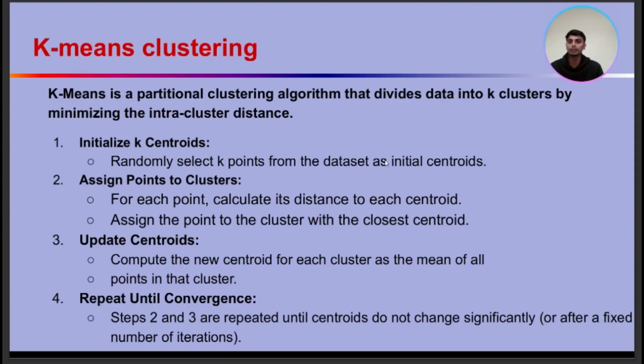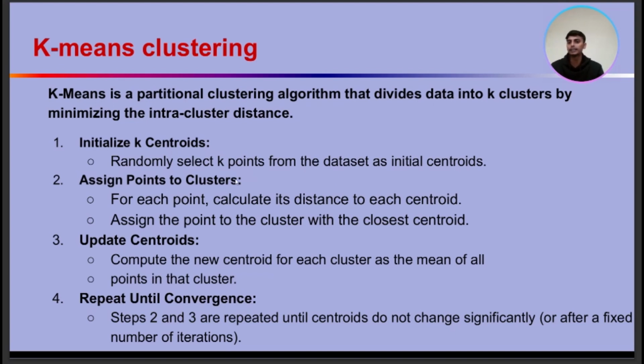K-means clustering is a partition clustering algorithm that divides data into k clusters by minimizing the intracluster distance. What do we mean by intracluster distance? It means we calculate the distance of each point from its centroid. So first, we define the algorithm. What is the algorithm?